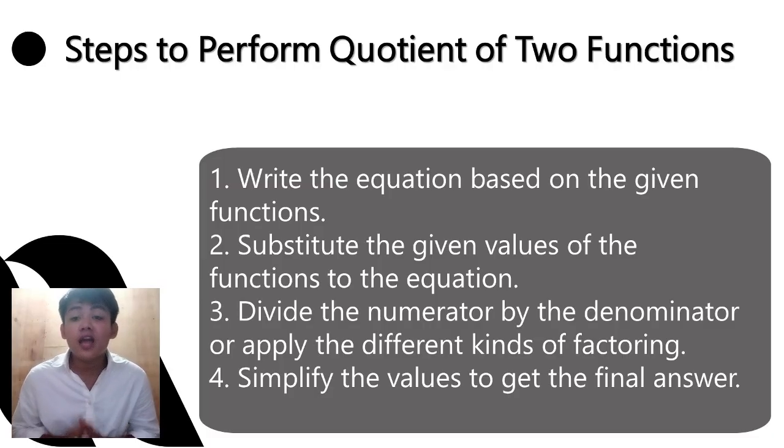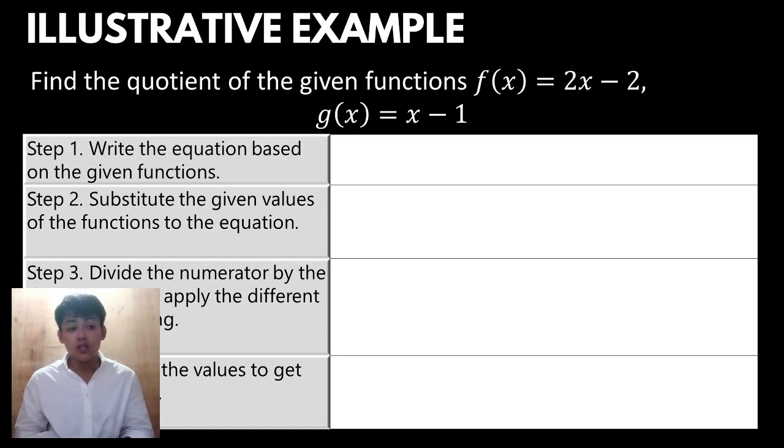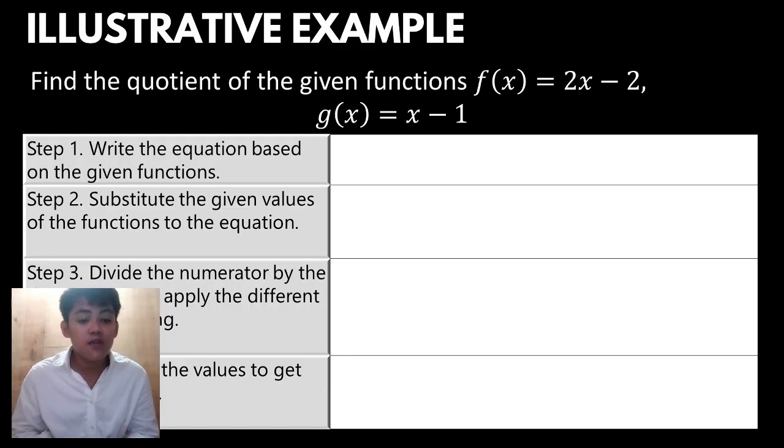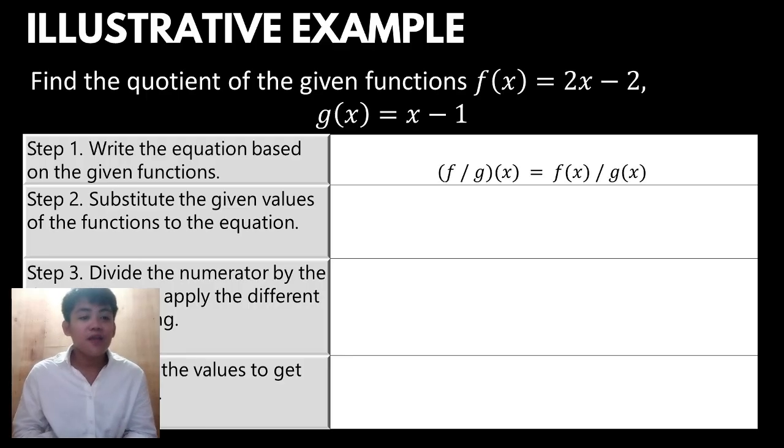So now let's proceed to an example. We have here the given function f of x, which is equal to 2x minus 2, and g of x, which is equal to x minus 1. First, you just need to write the equation based on the given function. We will have f over g of x is equal to f of x over g of x. The next one is to substitute the given values for f of x, then g of x.